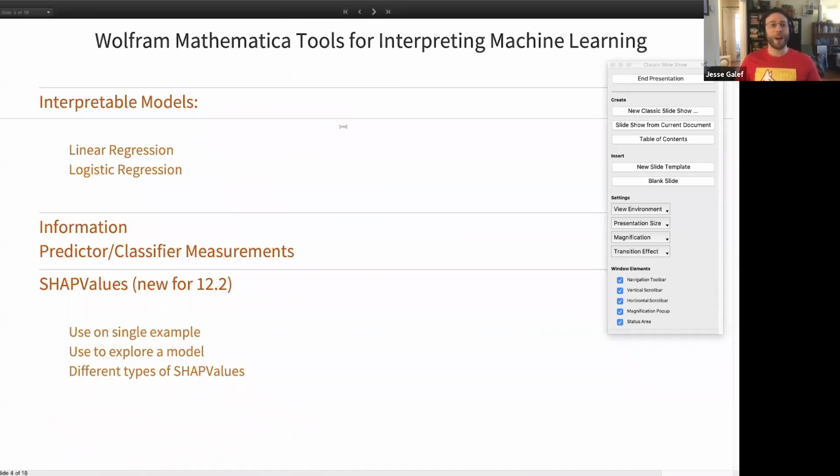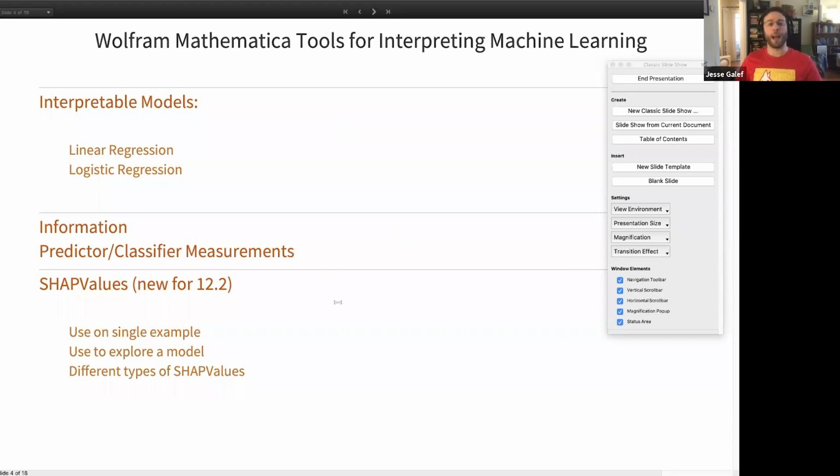Starting out, interpretable models. We should use models that can be easily interpreted if we think they'll work. And a lot of the time, simple linear regression and logistic regression will do a great job, and they're simple to understand. The tools that we've been working on in the machine learning team with predictor and classifier measurements allow you to understand a little bit more how the model is handling the data. We can check information. And what I've been working on, SHAPValues, is going to be new for 12.2.